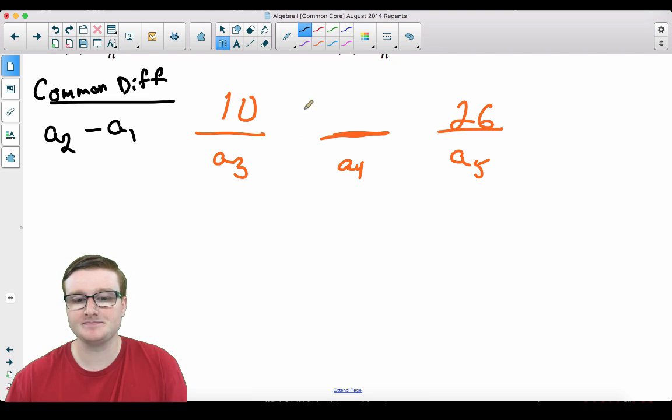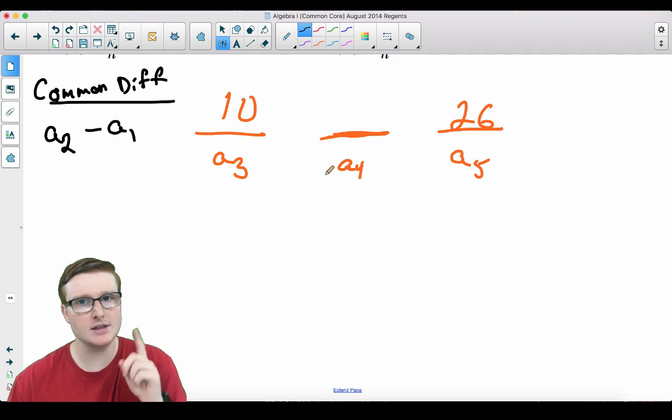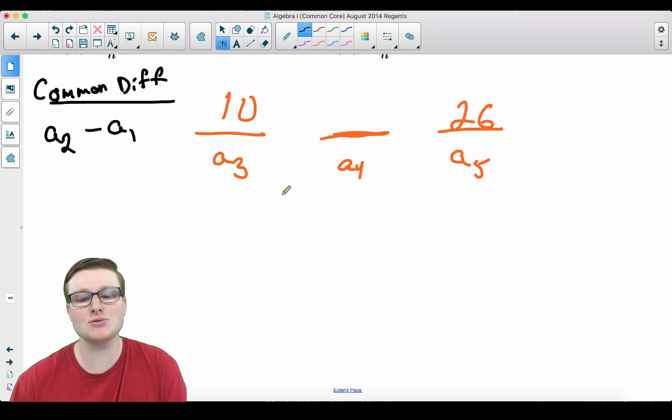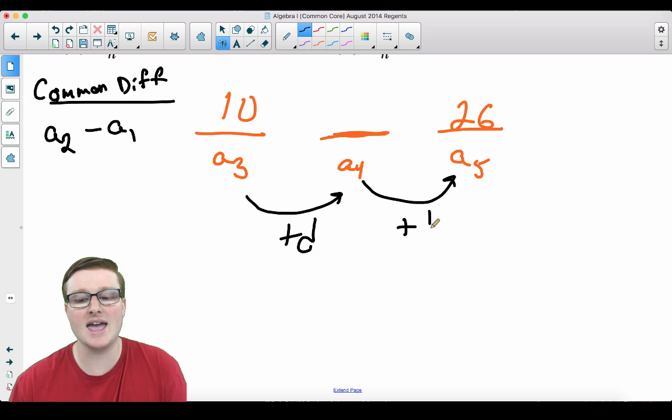expressions. But we don't have the middle between these two terms. So we have to think a little abstractly here. So how do we get from a3 to a4? Well, we add a constant term, which is d. And then how do we get from the 4th to the 5th? Again, we add the common difference, or the constant term.